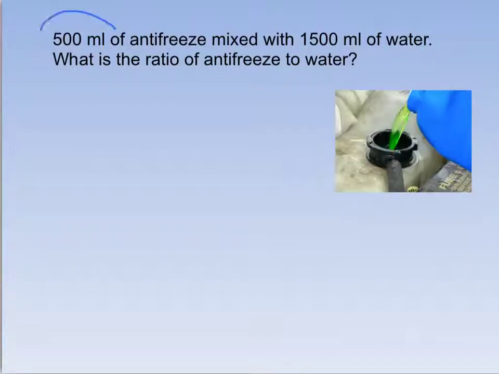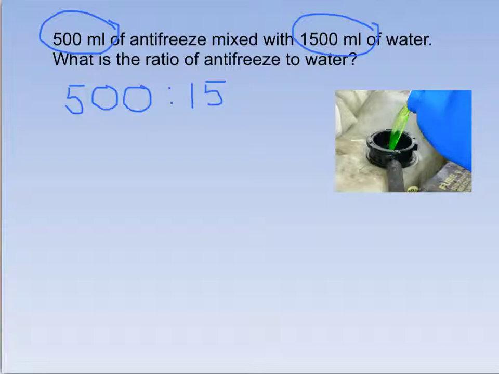In this first example we're told that we have 500 ml of antifreeze, which is mixed with 1500 ml of water, and we are asked to find the ratio of antifreeze to water. Now when we write out questions of this sort, it's important to present the information in the order in which it's presented in the question. So we write down the amount of antifreeze first, which is 500 ml, and then we compare that to the amount of water, which in this case is 1500 ml.